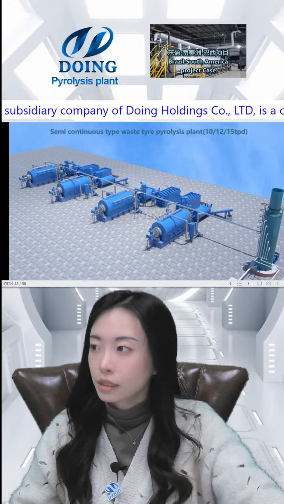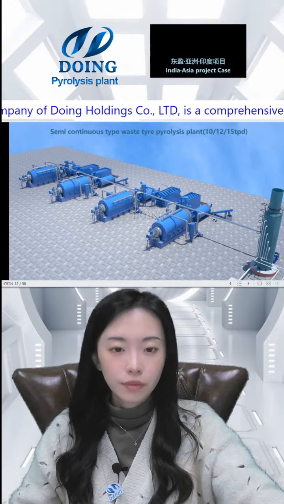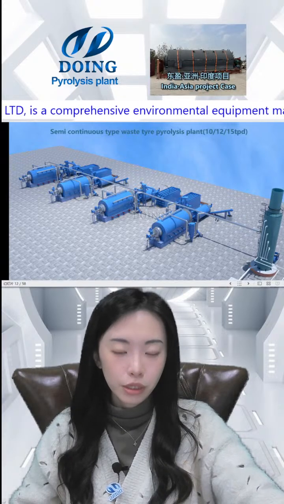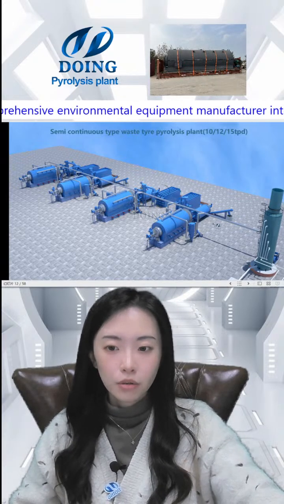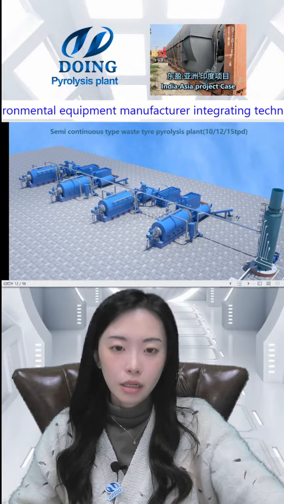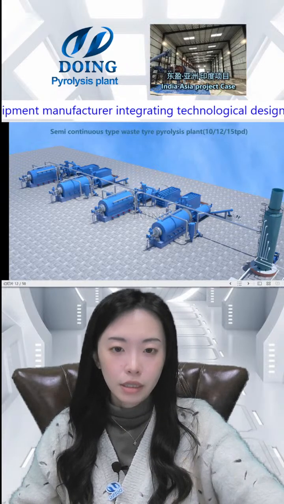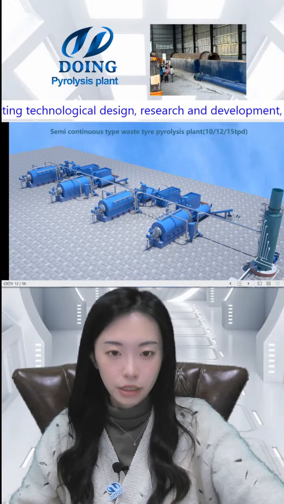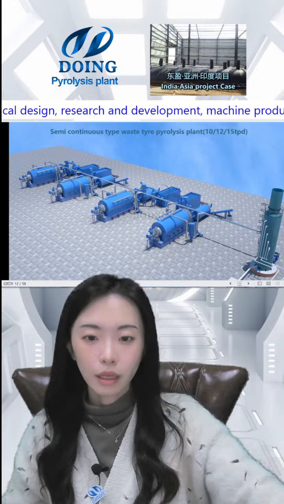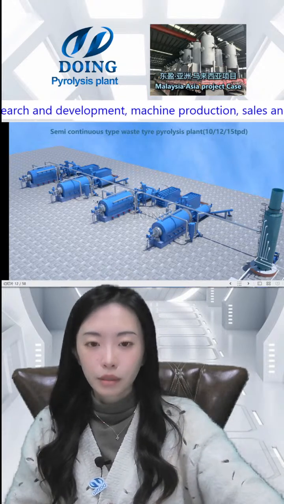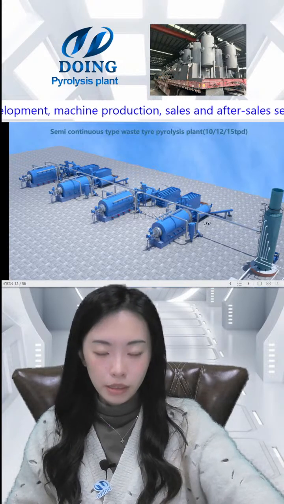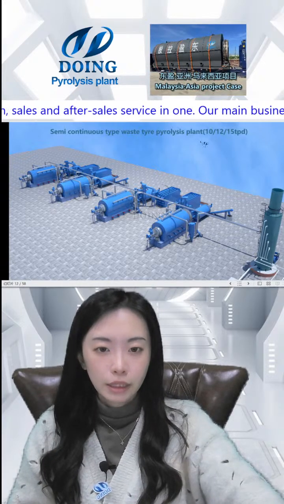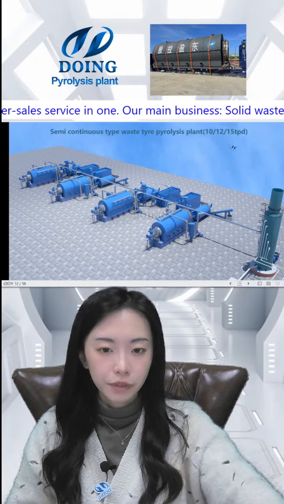You can see here the small reactor. If it's not very clear to see, you can wait a minute. We will have a 3D video for you. It's very clear to understand. Or if you can't wait, you can just send a private message to us, and we can send the video and some brief detailed introduction to you privately. And then this is the semi-continuous pyrolysis plant for 3 batches in 2 days. And the capacity is also 10 ton, 12 ton, 15 ton.